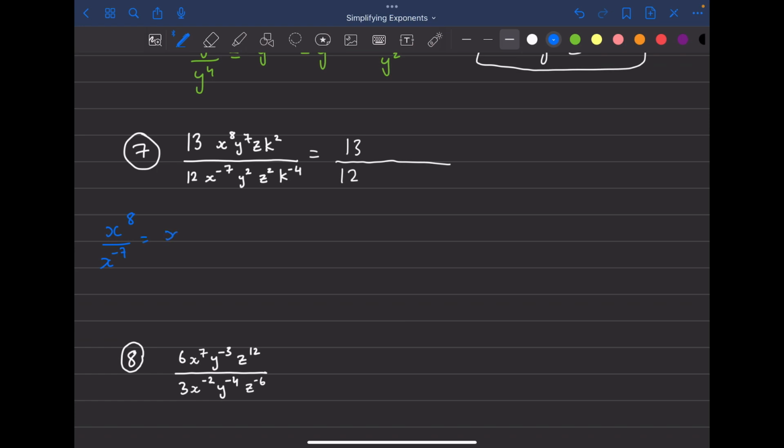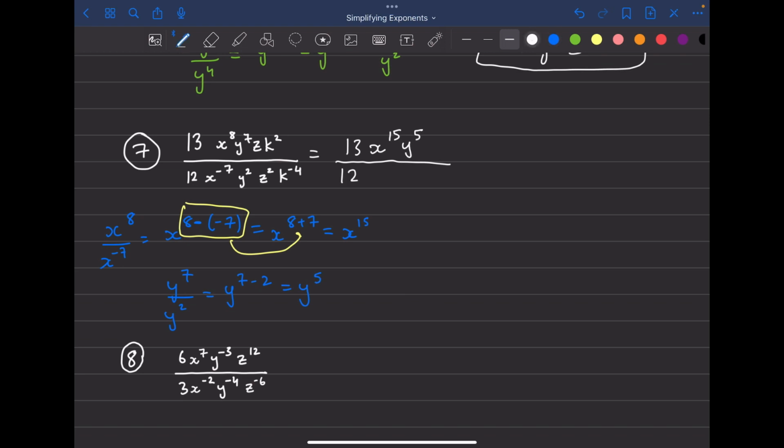This is x to the power of 8 minus negative 7, which is equal to x to the power of 8 plus 7, which is equal to x to the power of 15. Once again, you should probably already know this, but 2 negatives make a positive. And so yeah, we have x to the power of 15 on top. And now for the y's, we have y to the power of 7 over y to the power of 2. This is y to the power of 7 minus 2, which is equal to y to the power of 5. So we have y to the power of 5 on top.